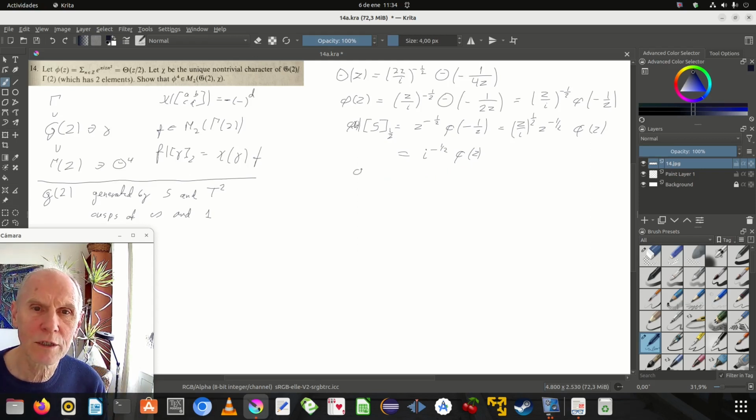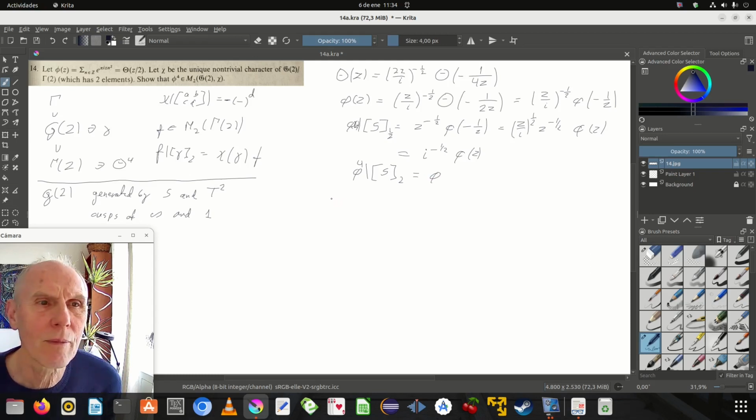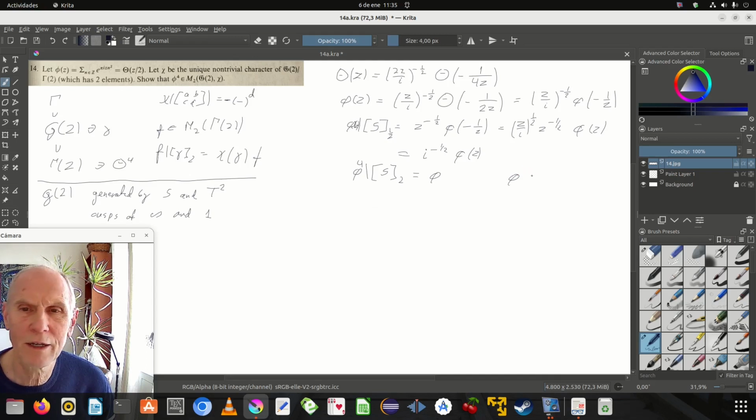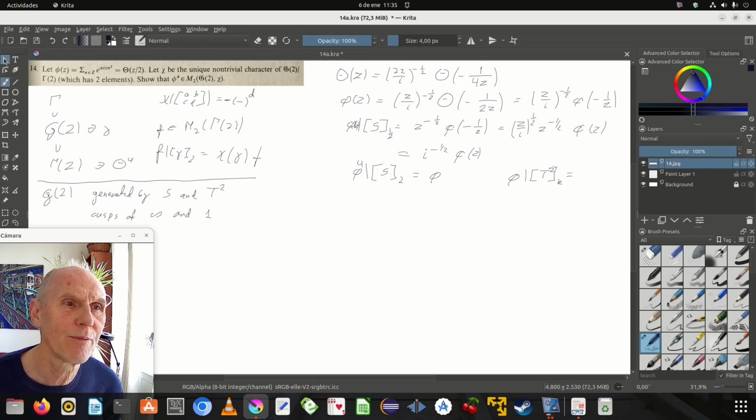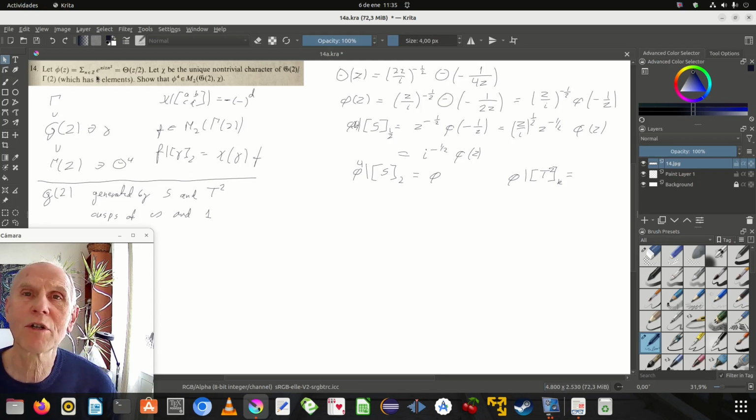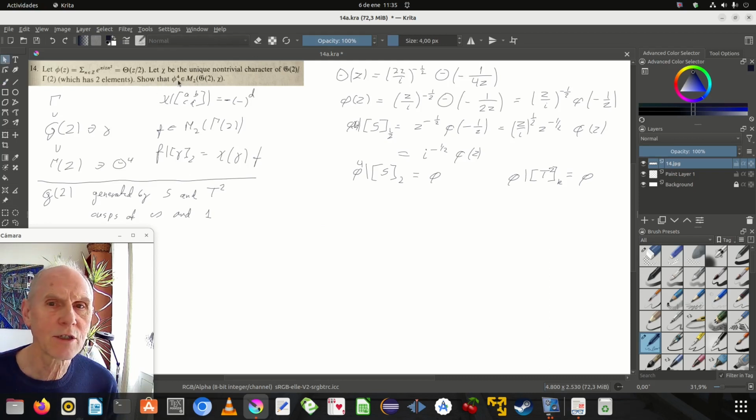Meaning, of course, that raising to the 4th power, and obviously we also have that phi, with g to any k times T squared, of course, because we need to add an integral multiple of 2 pi, equals phi. It translates correctly under gamma 2.